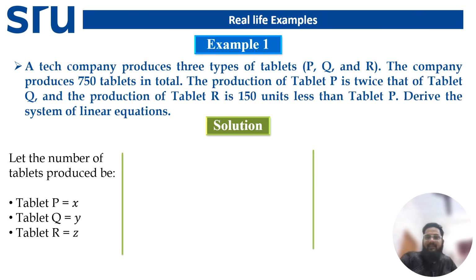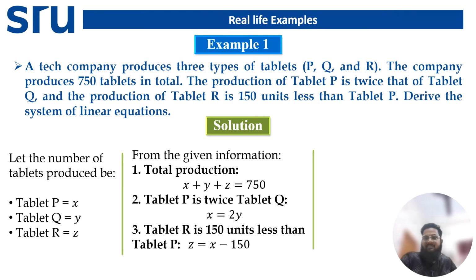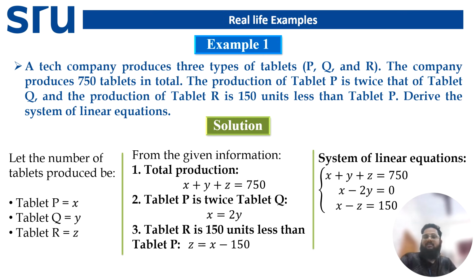Suppose X is the number of tablets of type P produced by the company, Y is for Q and Z is for tablet R. According to this, the total production is X plus Y plus Z equals 750. Tablet P is X equals 2Y, because tablet P is twice that of tablet Q. And tablet R is 150 units less than X, so Z equals X minus 150. Together we can write this as a system of linear equations. Now if you solve it, you will get the values of X, Y, Z easily. So this is an application where we can use a system of equations.